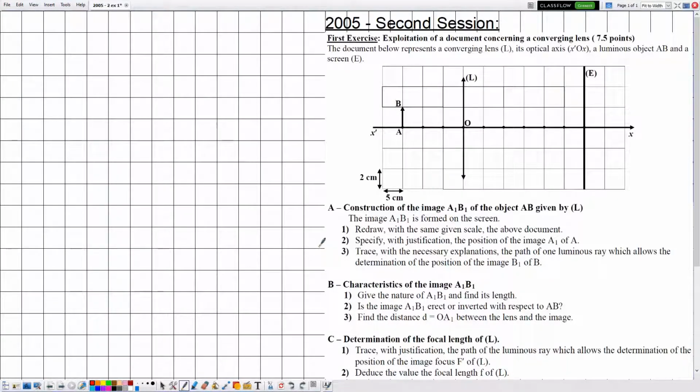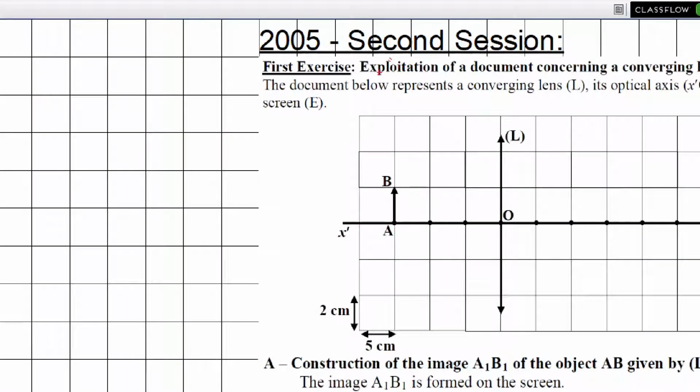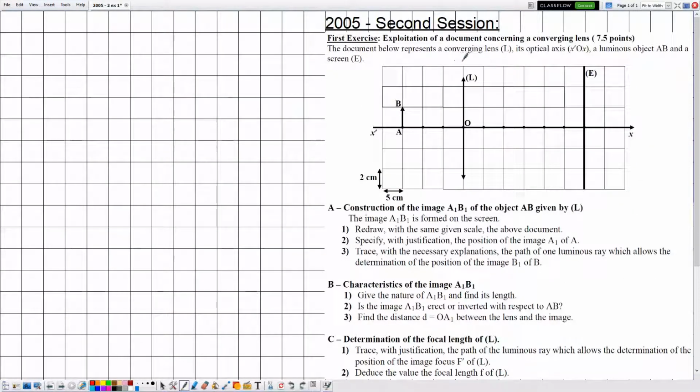In this one we are going to solve an exercise related to optics and the chapters of lenses and formation of images. This exercise was a previous one in the brevet exams in 2005, second session, first exercise. The title of this exercise is Exploitation of a Document Concerning a Converging Lens. The document below represents a converging lens L, its optical axis x'x, luminous object AB, and screen E.